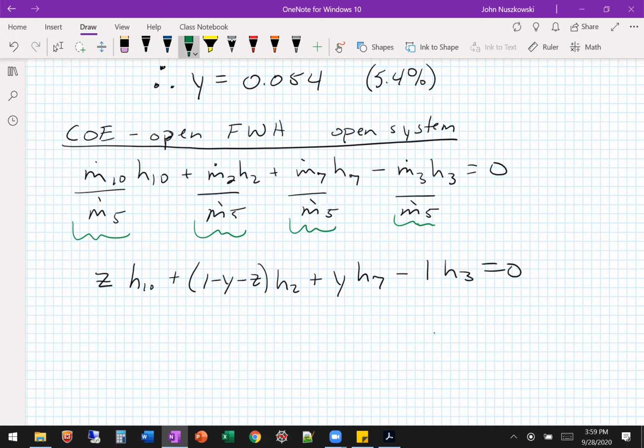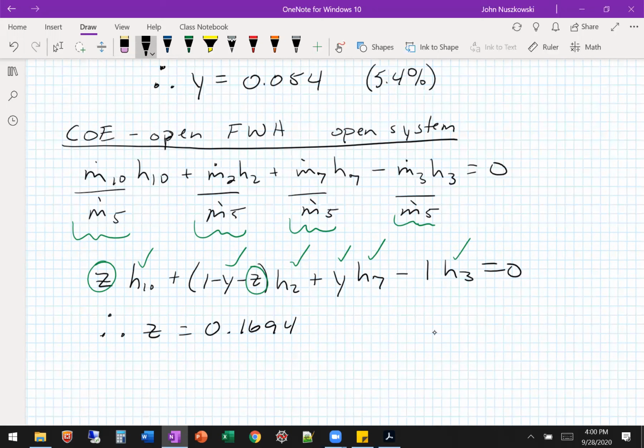Okay, so now we go through, we have all our enthalpies. We have Y. So the only unknown in here is Z. So we can rearrange and just get Z by itself. So that means we get Z equals 0.1694, so that means there's 16.94% of mass flow rate 5 being extracted at the second extraction state.